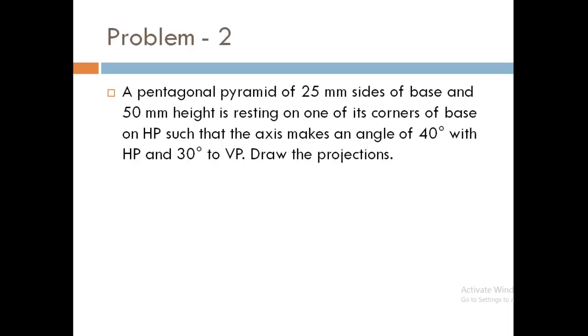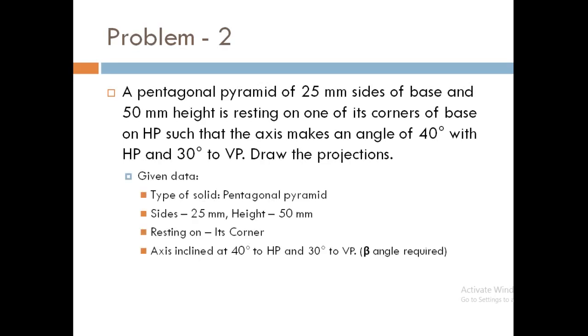Now let us take problem number 2. It's a pentagonal pyramid with base sides of 25 millimeter and height of 50 millimeter, resting on one of the corners of its base on HP, such that the axis makes an angle of 40 degrees with HP and 30 degrees with VP. Draw the projections. Now if you look into this question, you need to make out whether we need to calculate the beta angle or not.